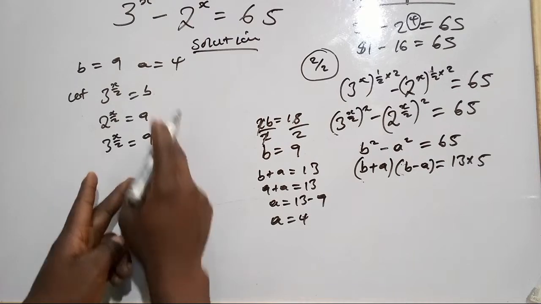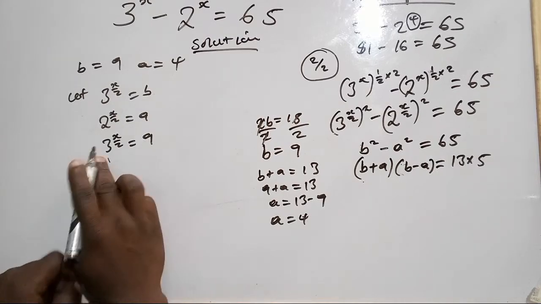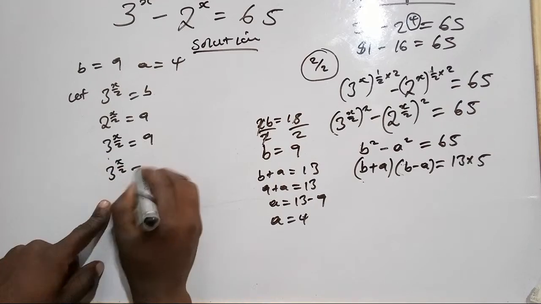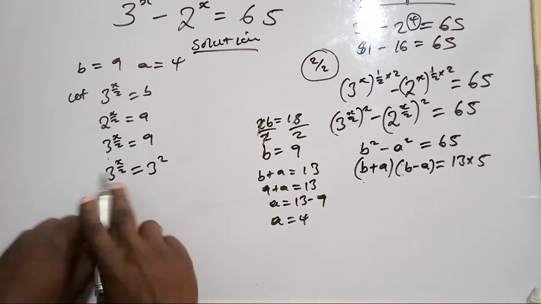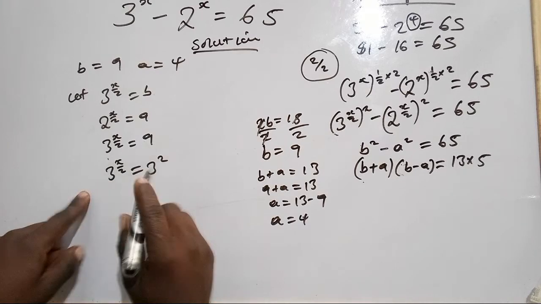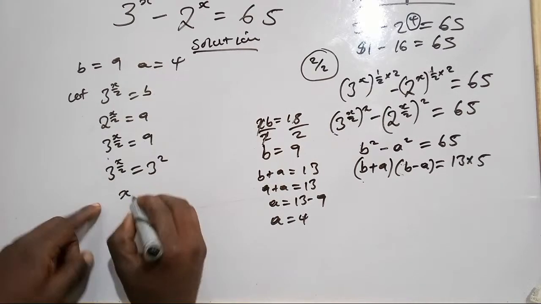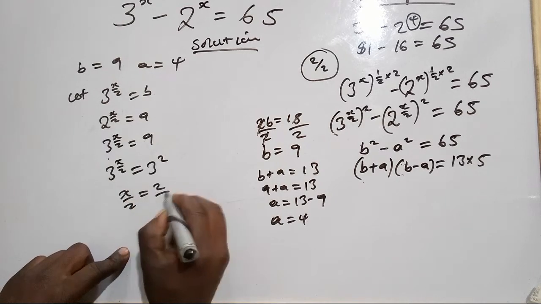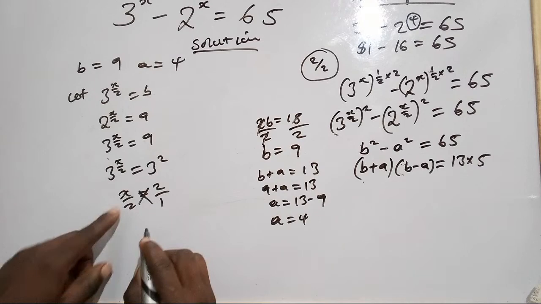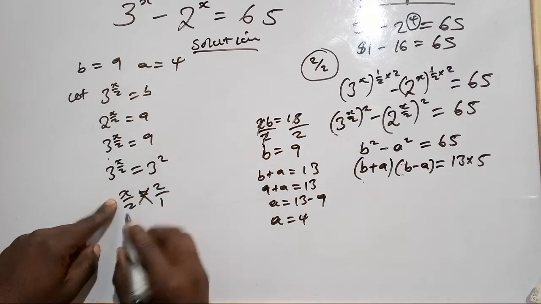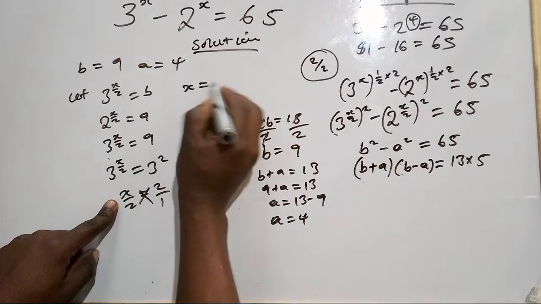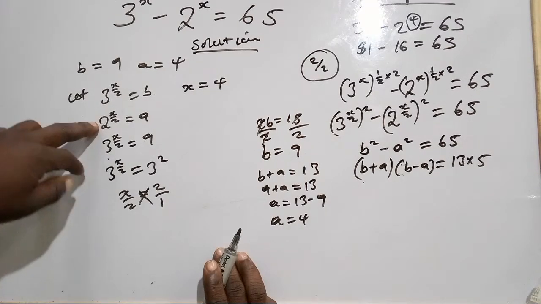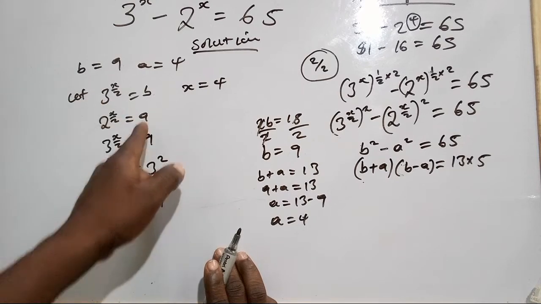Then we can reduce this to have the same base, so 3 to the power x over 2 will be equal to 3 to the power 2, right? These bases are the same, so we can only take the powers. So we say x over 2 equals 2. Then here you cross multiply. The answer you are going to get is 2 times 2, which is x equals 4. So you are going to get the same answer even if you equate the other equation.